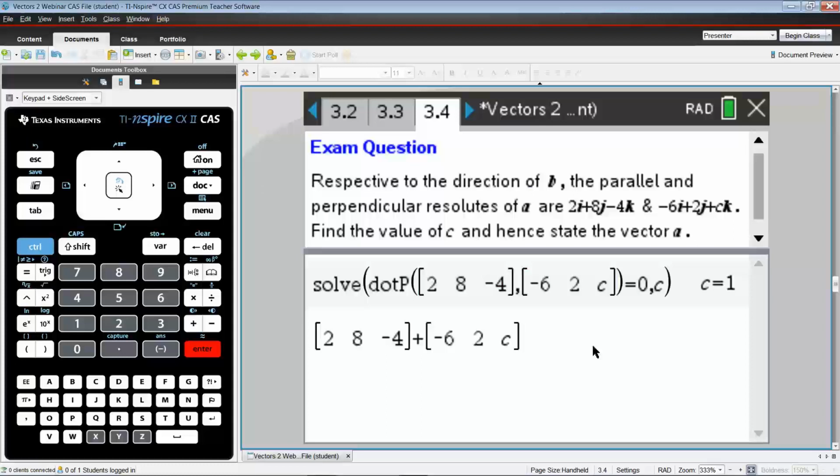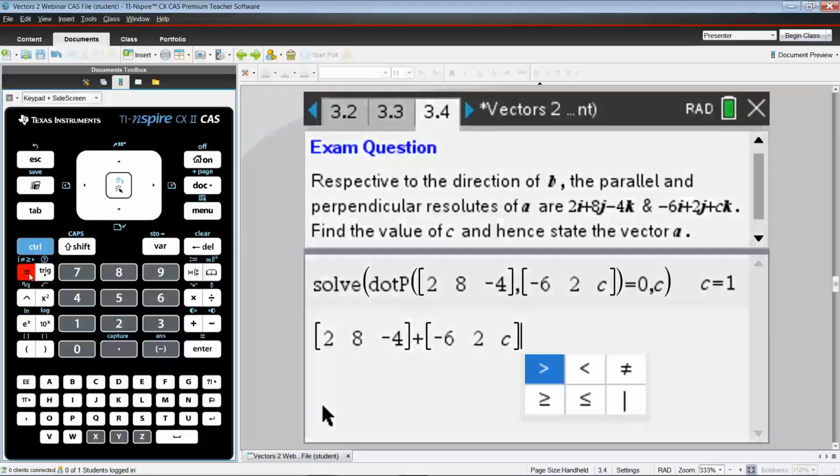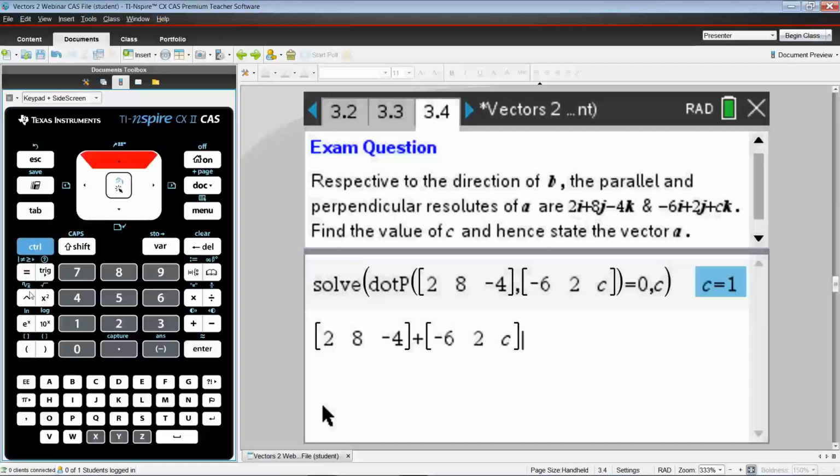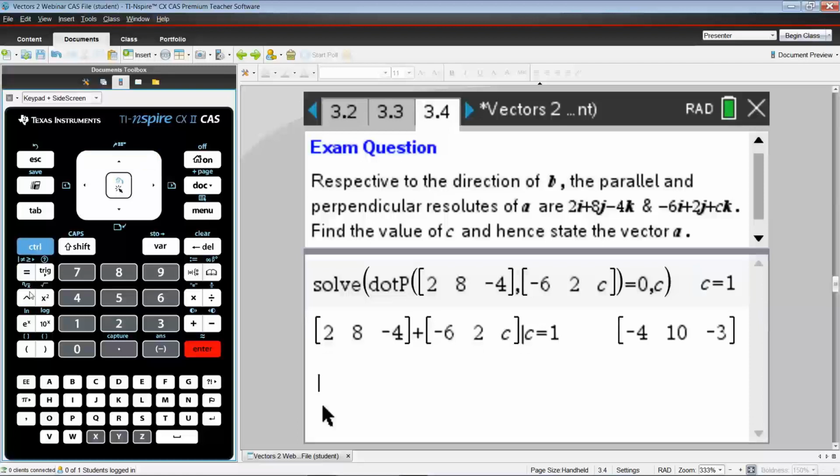So I'm going to add these two vectors together, but I'm going to now tell the calculator, please sub in C equals 1. The way I'm going to do that is use Control equal, press left for given, and then simply press up to highlight C equals 1, enter, enter again. There we go. So the vector A as required is -4i + 10j - 3k.